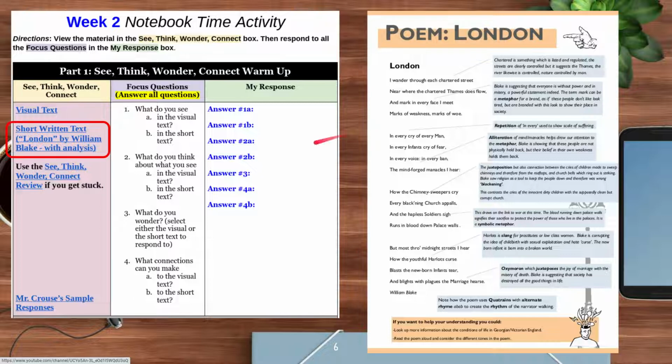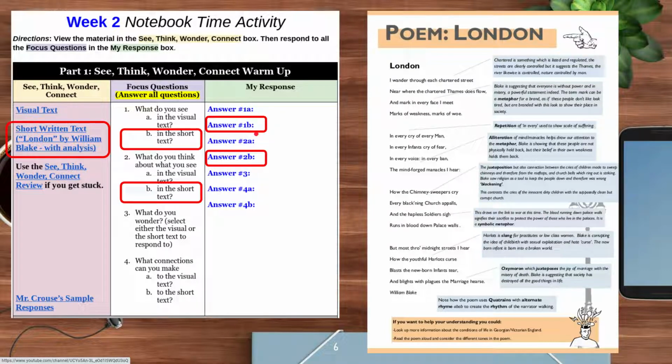So you would do the same thing, right? After listening to that poem or after reading the poem, question number 1, what do you see, right? In your mind's eye, what do you see in that text? You would put your answer next to 1B. What do you think about when you read that poem, right? Answer 2B.